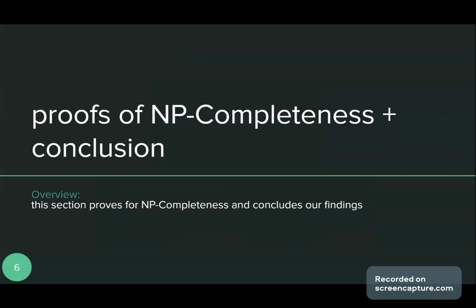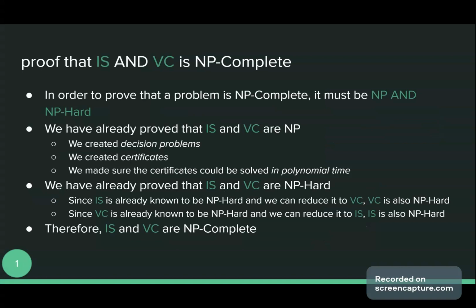And now we'll go over the proofs of NP completeness and the final conclusion. In order to prove that a problem is NP complete, it must be in NP and NP hard. We have already proved that both the independent set and vertex cover are in NP. We created decision problems, we created certificates, and we showed that these certificates can be verified in polynomial time. Therefore, they meet the criteria to be in NP. And we have already also proved that both of these problems are NP hard.